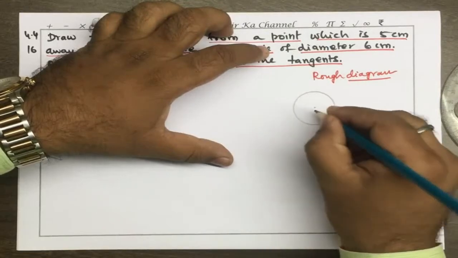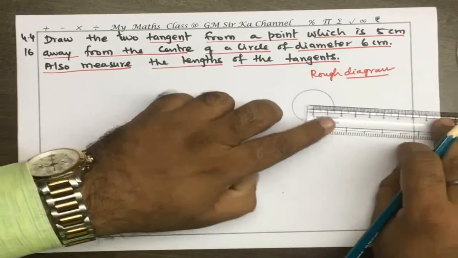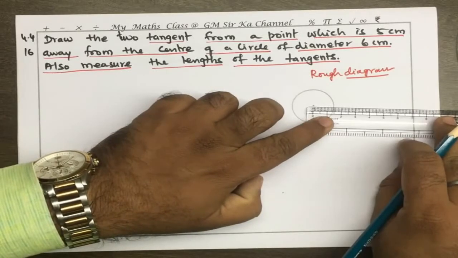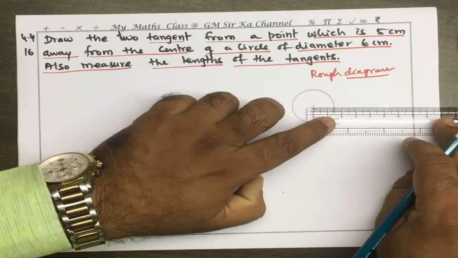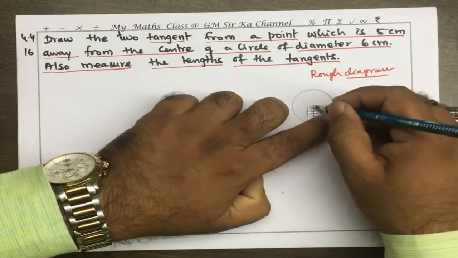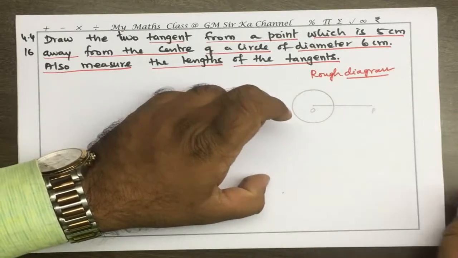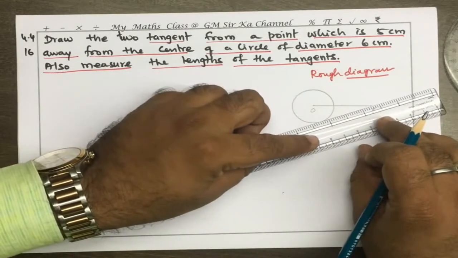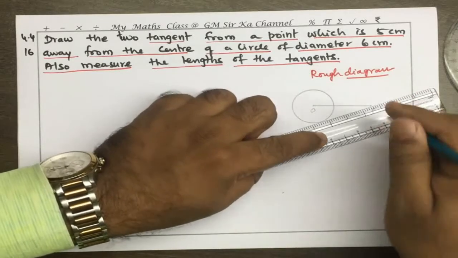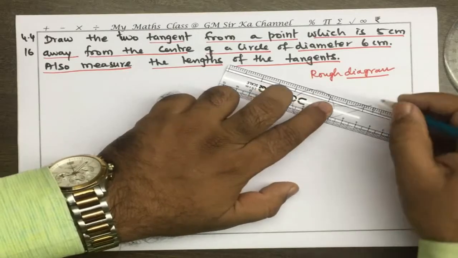Center is O. Five centimeter away from the circle, P is taken as any point. From P to the circle, two tangents we have to draw.